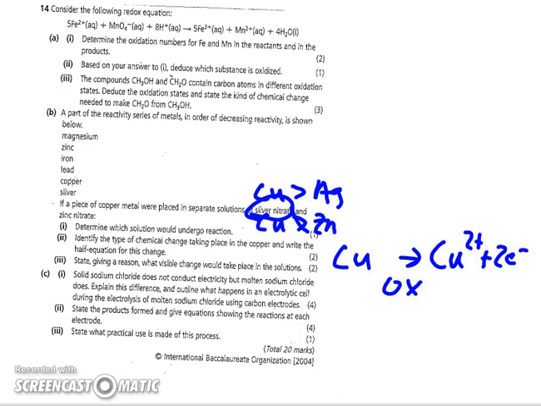And then 3 says, state, giving a reason, what visible change would take place in the solutions. And again, what IB expects you to realize is AgNO3.